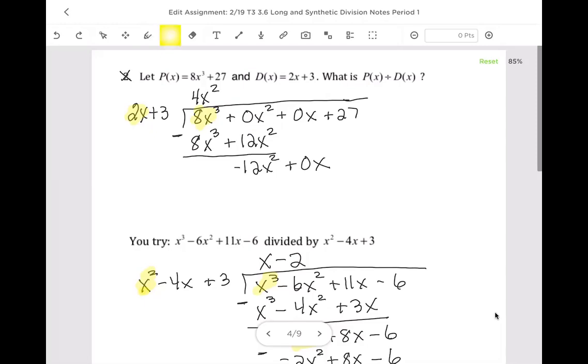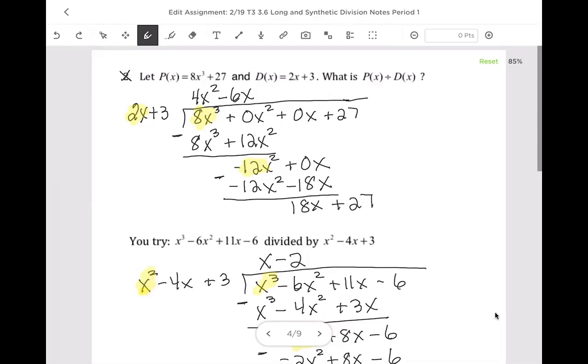Now we're going to divide again. So a negative 12x squared divided by 2x is minus 6x. Multiply, and you're going to get negative 12x squared minus 18x. And again, you have a placeholder of 0x, so you have its like term below it. Subtract. Negative 12 minus negative 12, 0. 0 minus a negative 18, 18x.